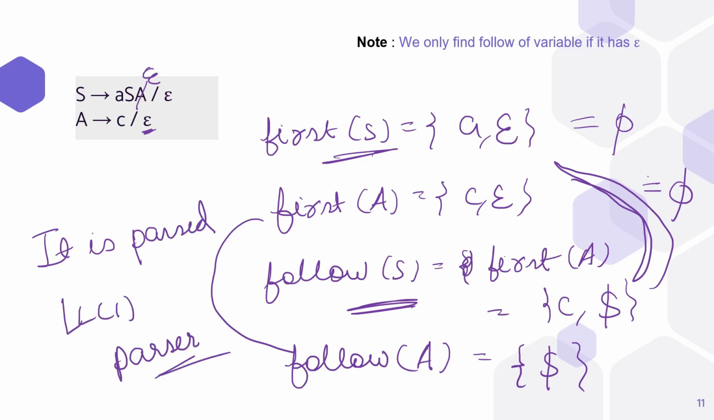One important note that we need to keep in mind here is that we only need to find the follow of a variable if it has epsilon in the production. If there is no epsilon, then we need not find the follow.